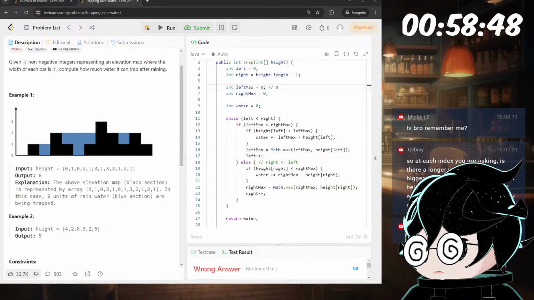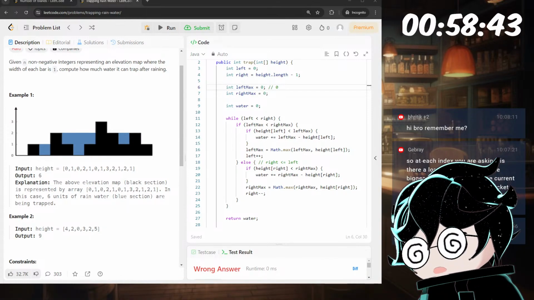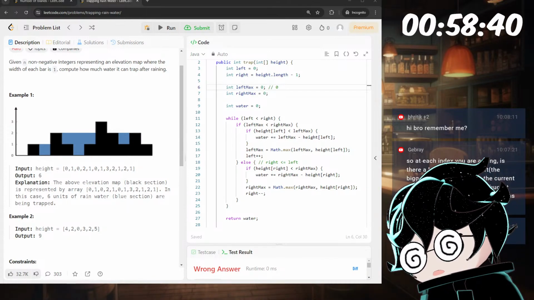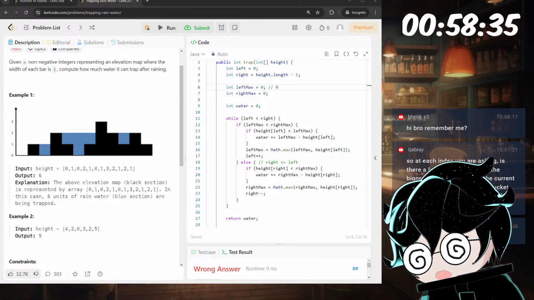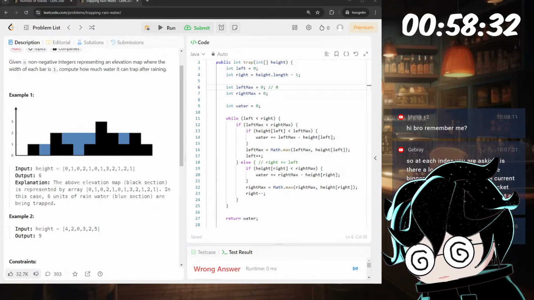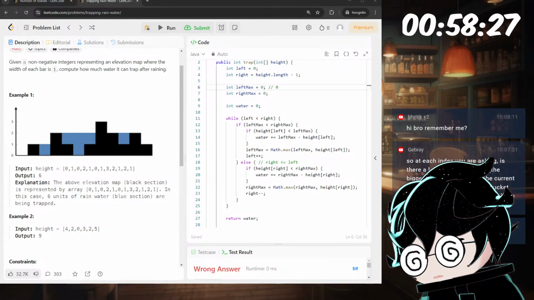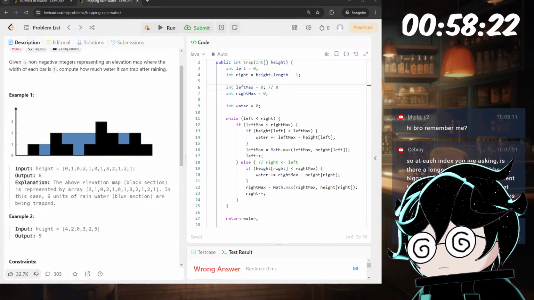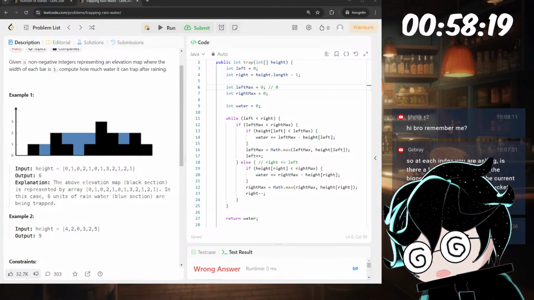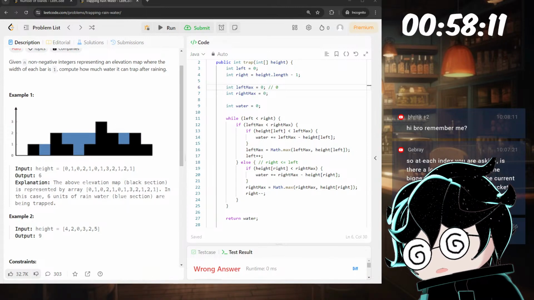Yeah, okay. So we can say that if there's a larger bar at one end, say right, we are sure that the water trapped would be dependent on the height of the bar in the current direction from left to right. As soon as we find the bar at the other end right is smaller, we start iterating in the opposite direction from right to left. Okay, I think this is the key here.